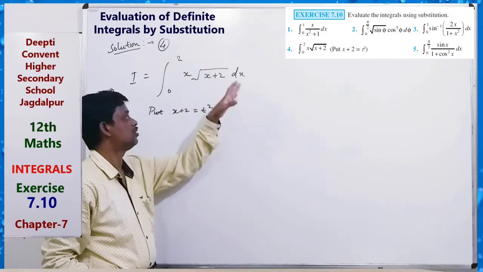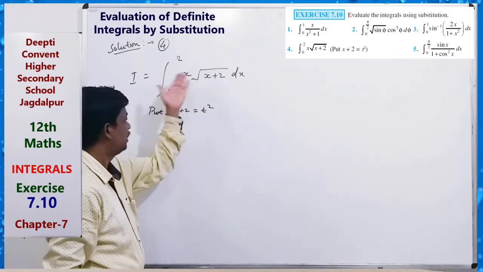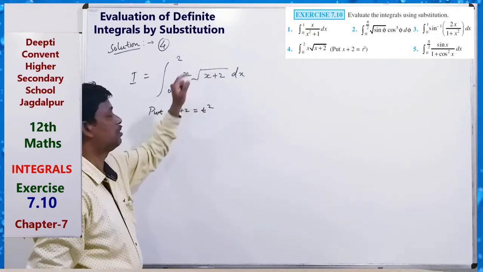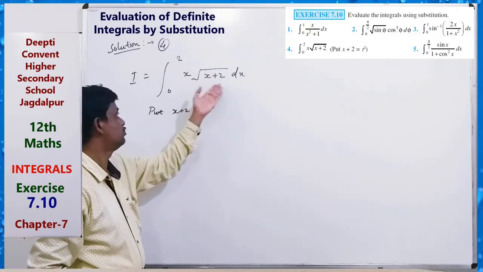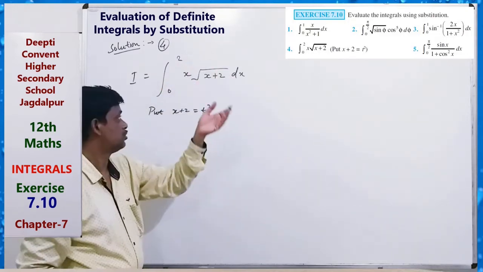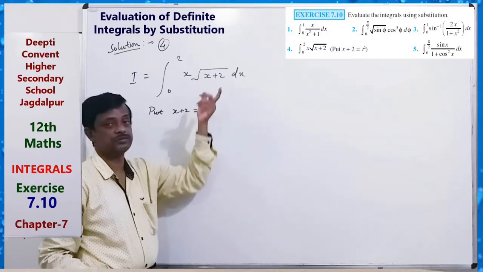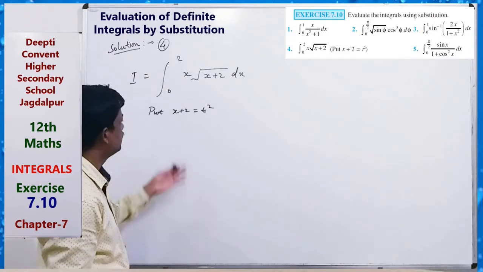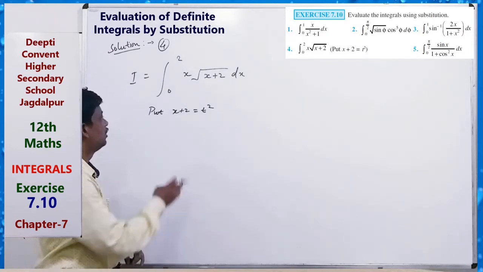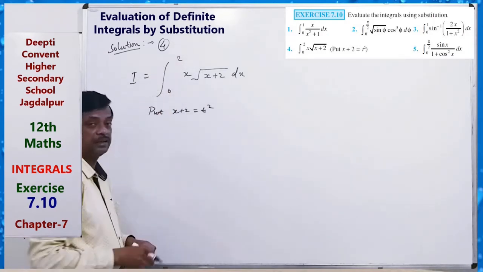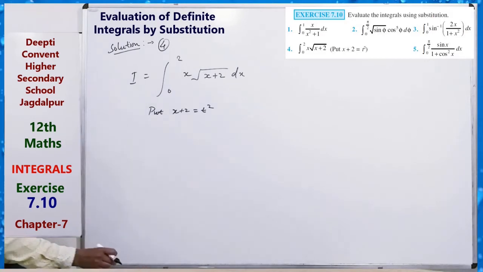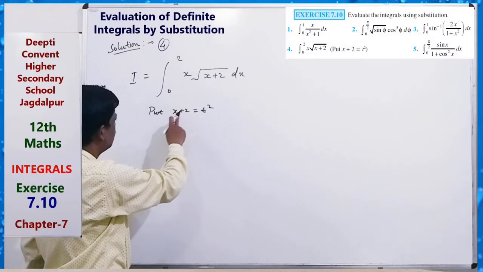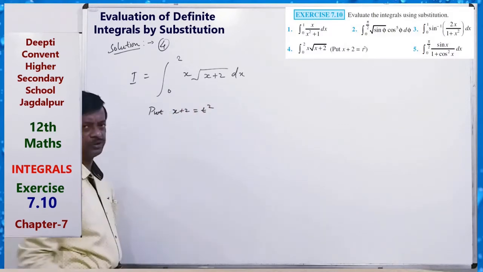Sometimes under the root, if we have this type of expression, here power 1, here also power 1, then by putting this we cannot get x dx directly. So we can put this equals t square, and t square means the root will be cancelled. So here, in the definite integral, x plus 2 equals t square.